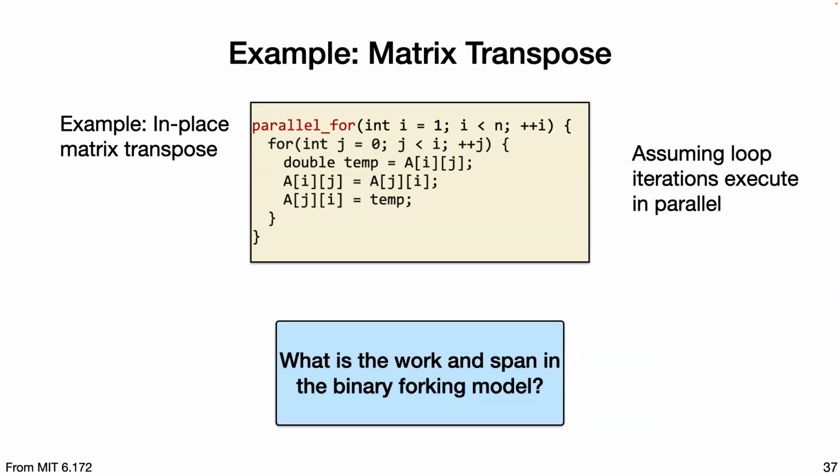What is the working span of this algorithm in the binary forking model? So we could start with the work. Ignore the parallel for for one second. What is the complexity of the algorithm, the work complexity? Yes, good. And the span? And log n. Why is it log n?